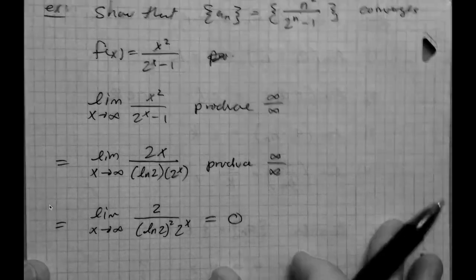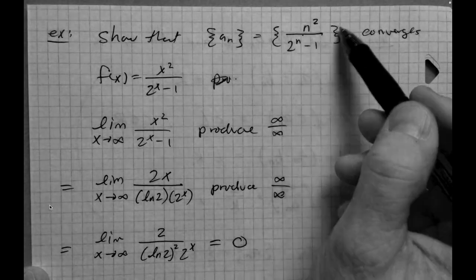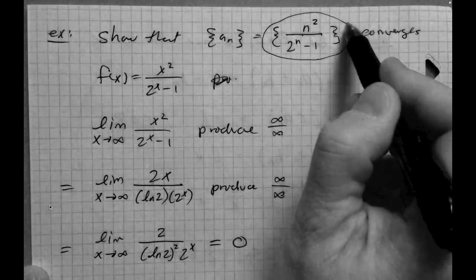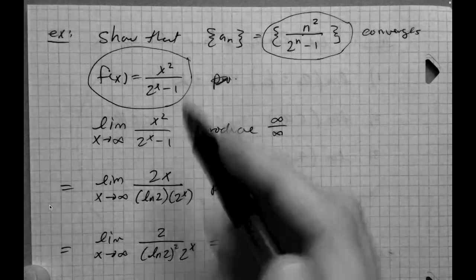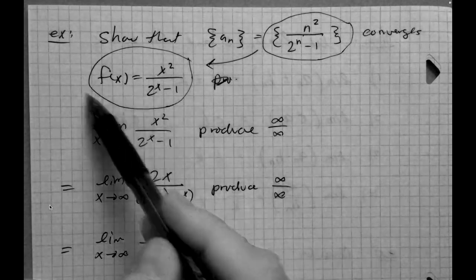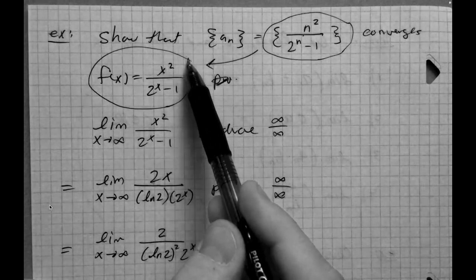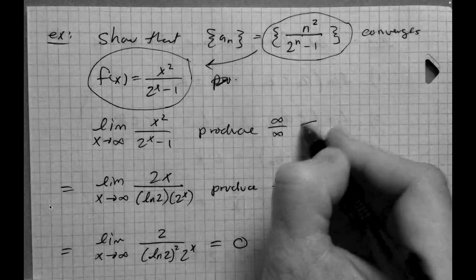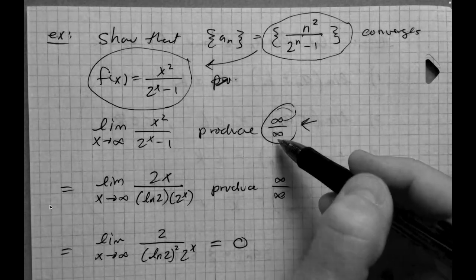Okay, so what did we do here? Well, we started with this sequence, and we said, all right, we're going to use the fact that this sequence is going to be the same as this function at all integer values. So we're going to use this as our proxy. And the reason we need to consider this as a function is because we've got to take derivatives. And so we looked at this and said, oh, we've got this indeterminate form here.